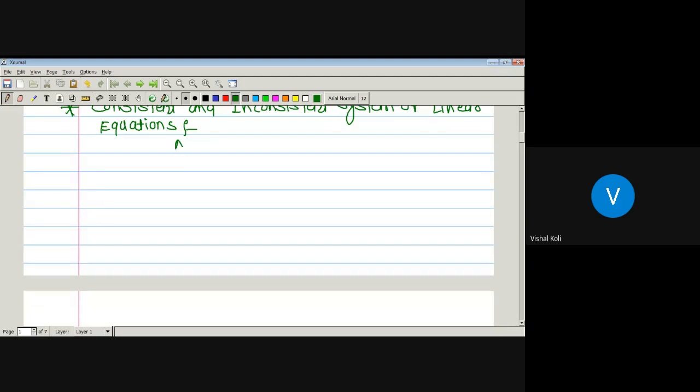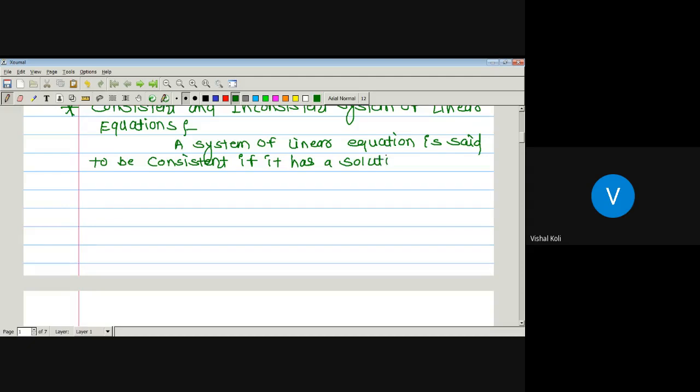A system of linear equations is said to be consistent if it has a solution, and it is said to be inconsistent if it has no solution.